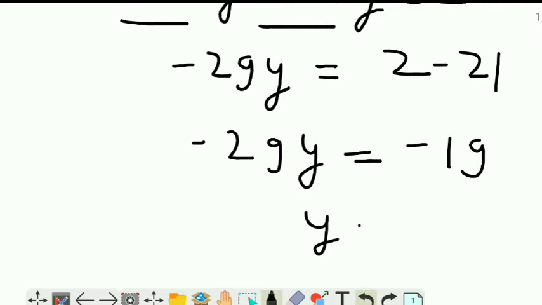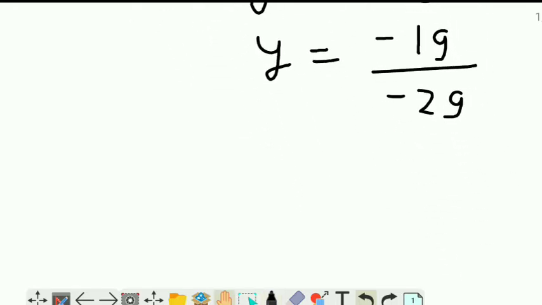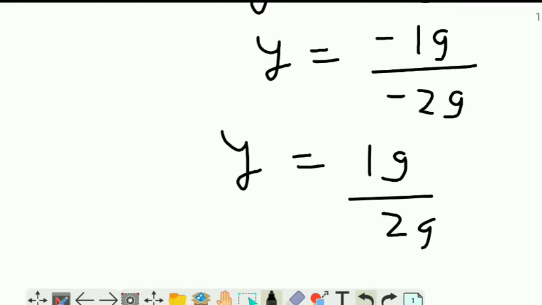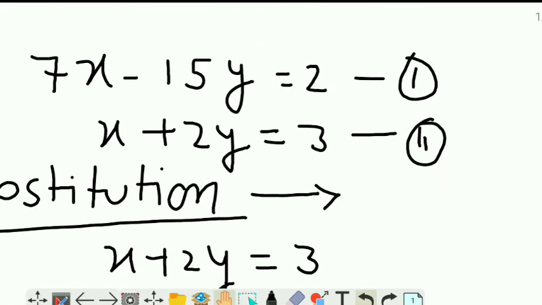So y is equal to minus 19 upon minus 29. Now the minus signs both cancel. So the value of y is equal to 19 upon 29. Now the value of y we can put in any one equation. We are having two equations. Then we will find out the value of x. How? See what the equations are. The equations are 7x minus 15y is equal to 2 and x plus 2y is equal to 3.